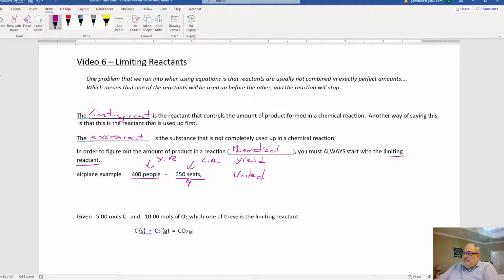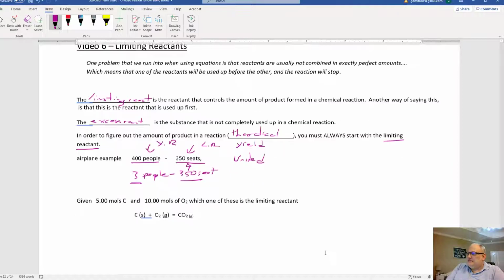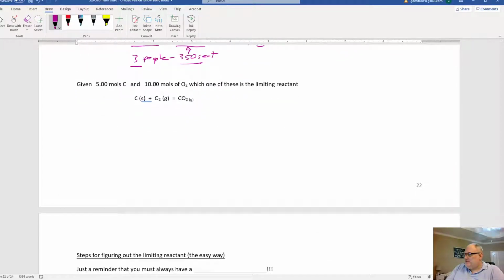A more appropriate example nowadays would be this. We have 350 seats, and we have 3 people that evidently have no fear of consequences or anything happening, wanting to get on the plane. And in this case, very clearly, this would be my limiting reactant, right? Because 350 seats are just going to be excess. Now, I could go on about airplane examples forever and ever, but mostly because my son is enthralled with airplanes. But let's take a look at an example in actual chemistry lab.